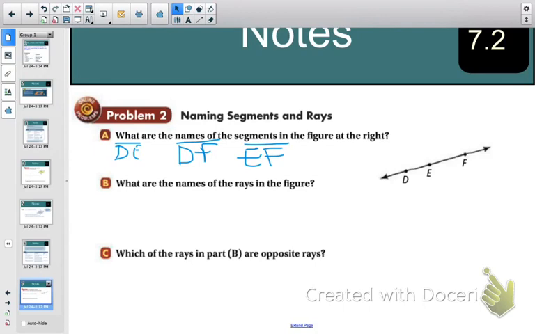we don't need to list FE, FD, and ED. Okay, and then the names of the rays, so we could say start at D and go this way, so that would be D. You can actually use E or F, it doesn't matter. So I'm going to say DE with the arrow pointing toward the E.